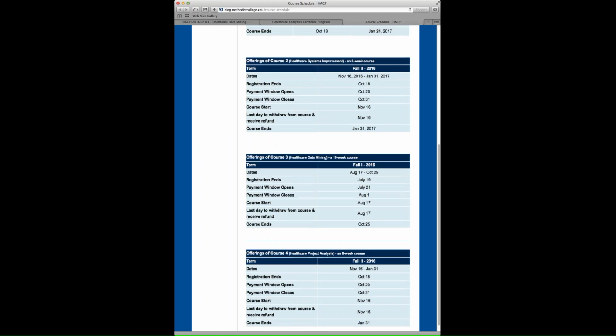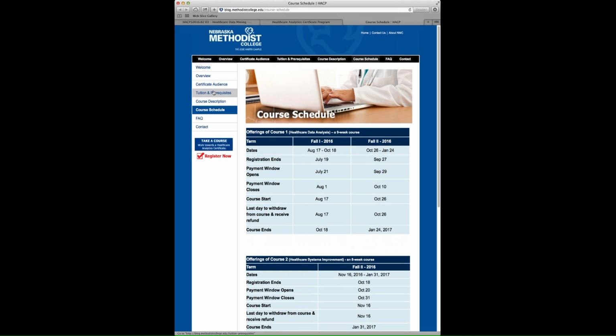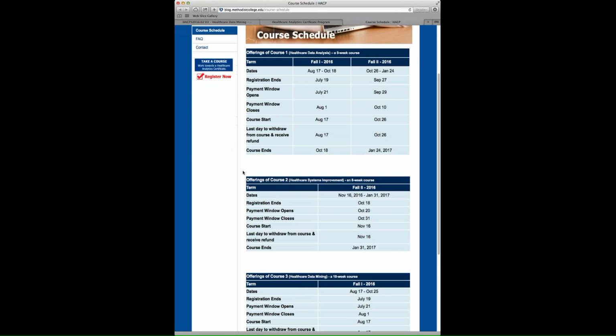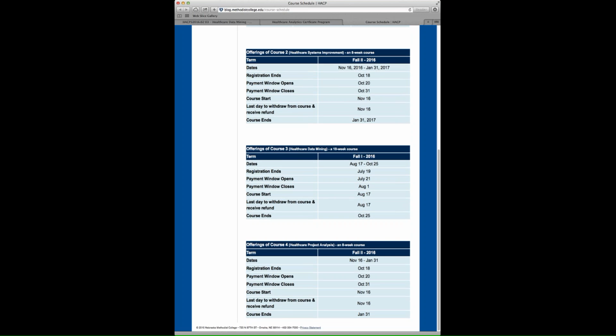Okay, so you guys should be able to see this. This is from the main HACP site. So I went down to the course schedule on this, and when I look at course 4 for fall, it's saying payment window opens on the 20th. So I think that'll answer the question in terms of the payment. And then registry. So payment window will open on the 20th, closes on Halloween, and we will start the class on the 16th. So you guys will have a little bit of a break in between.